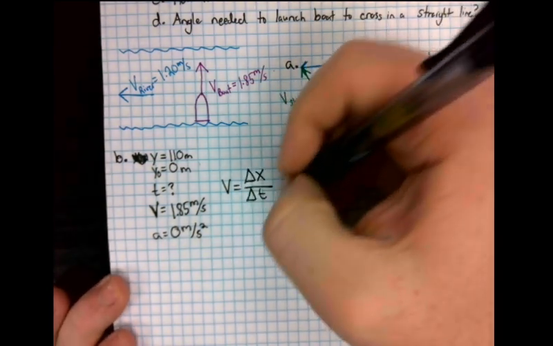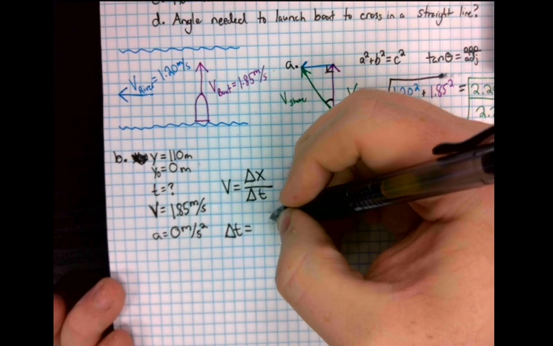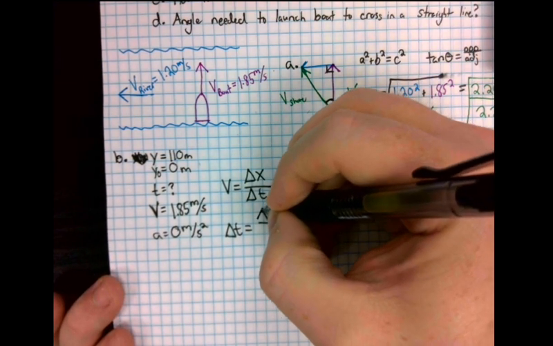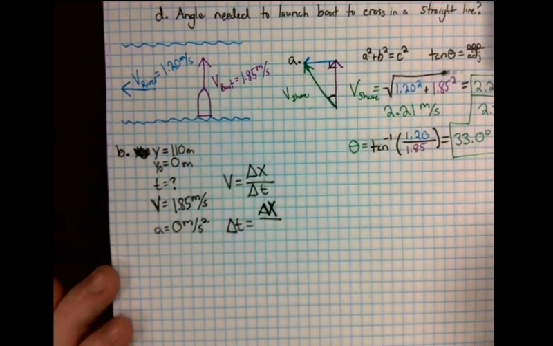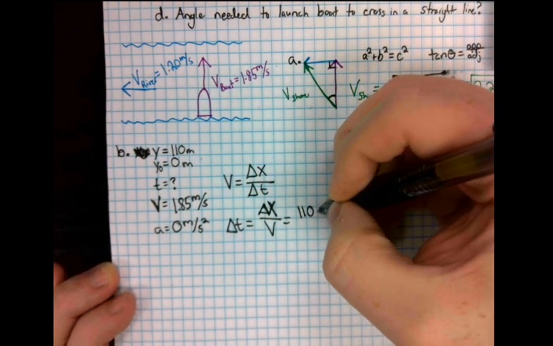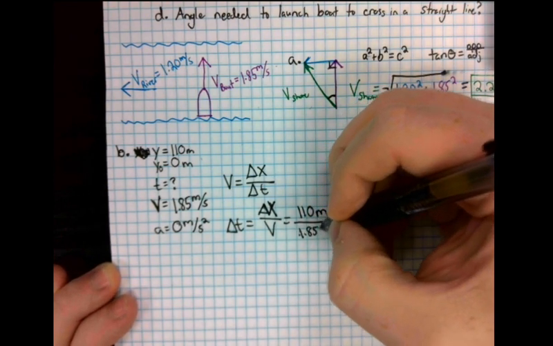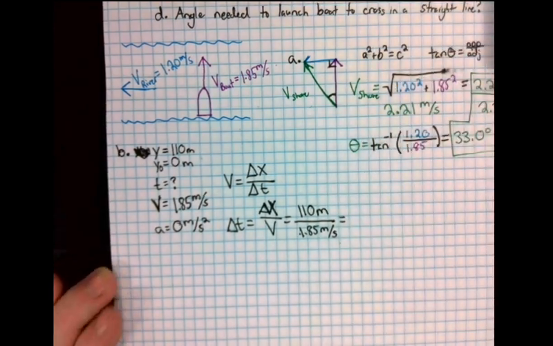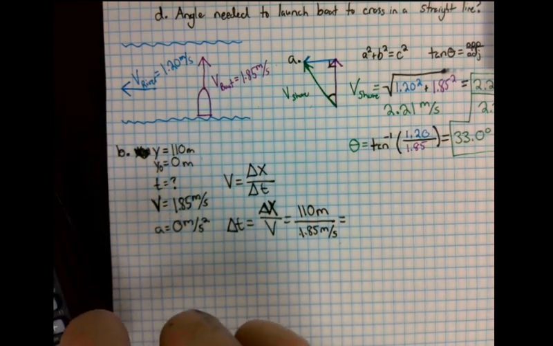So rearranging this, we get time that it takes is equal to delta x over v. Look at that save. That was so smooth. Our delta x is 110 meters, and then our velocity is 1.85 meters per second. Seconds on the bottom of the bottom will take it to the top, so will give us a unit of time. So we've got 110 divided by 1.85.